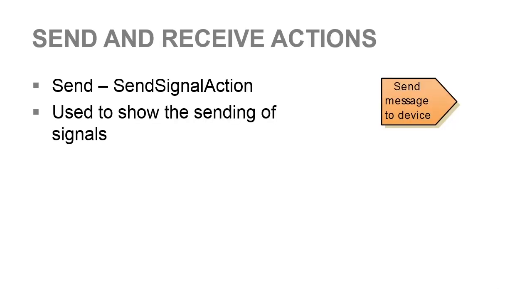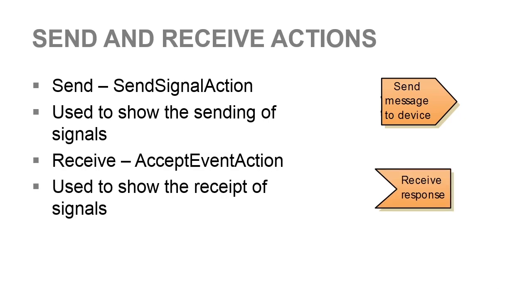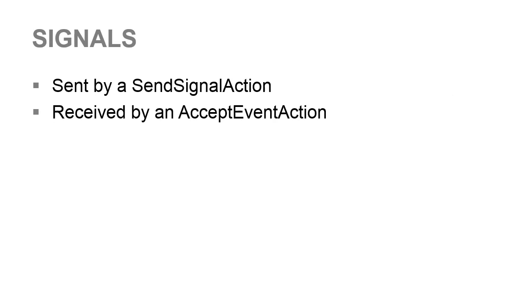There's a type of action that can be used to send messages or signals in an activity diagram. Technically, it's a send signal action, and it's shown as a pentagon made up of a rectangle with a triangular end on the right so that it looks like an arrowhead. Similarly, there's a specific kind of action to receive messages or events called an accept event action. This is shown as a pentagon which is like a rectangle with a triangular notch taken out of the left-hand end. Send actions send messages or signals, and receive actions receive them.